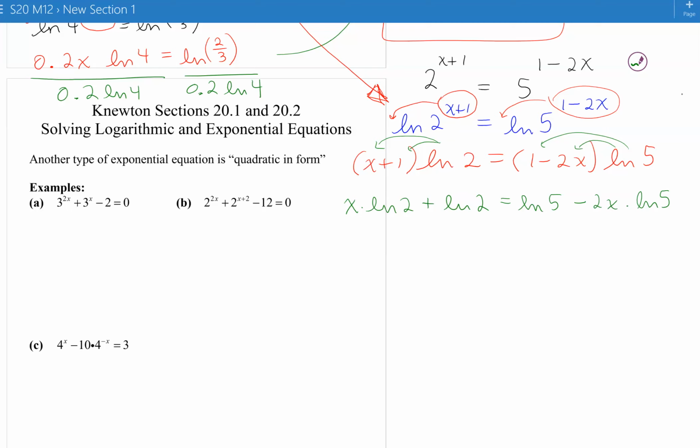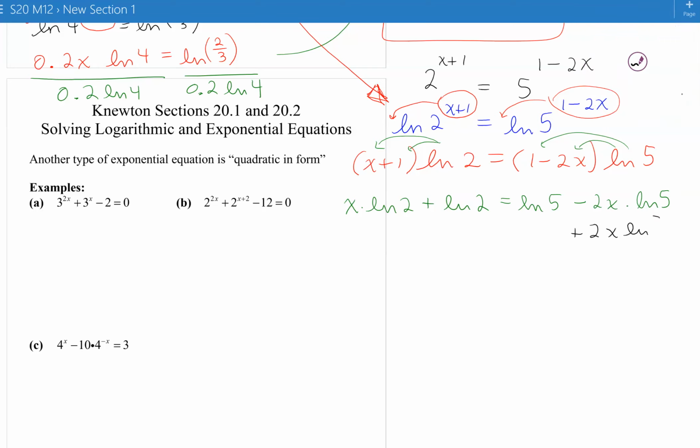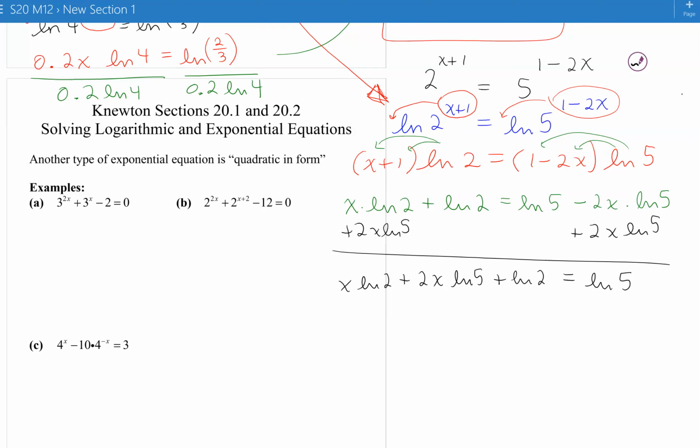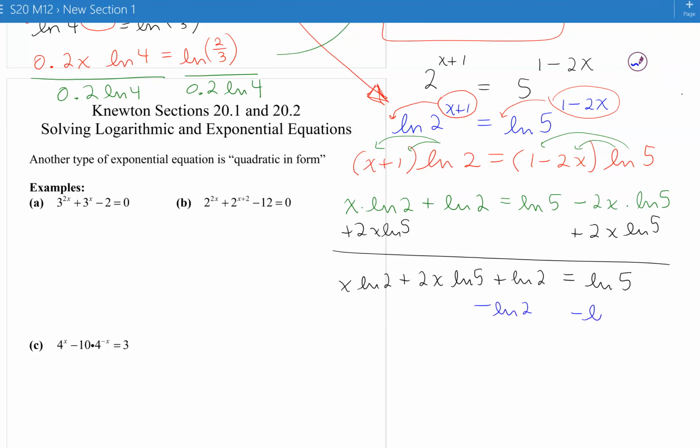So then, this is x's and numbers, just ln2 and ln5 are kind of clunky numbers. Your goal would be to get everything with an x in it on one side and everything that doesn't have an x on the other side. So we're going to add 2x ln5 to both sides and have x ln2 plus 2x ln5 plus ln2 equals ln5. And then I want that ln2 to be on the other side with the ln5, so I'm going to subtract ln2 from both sides.